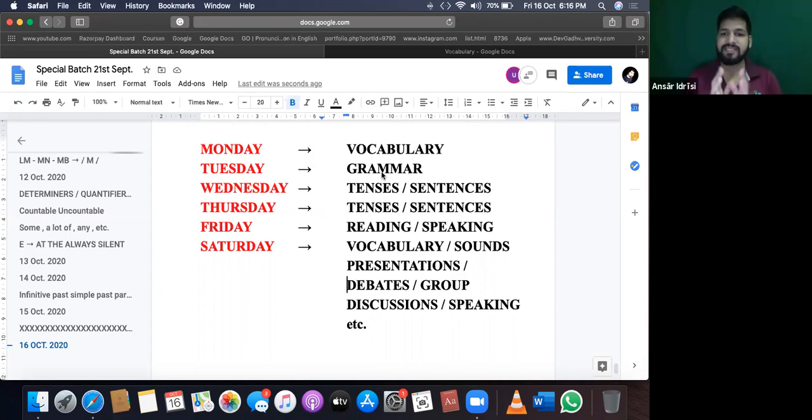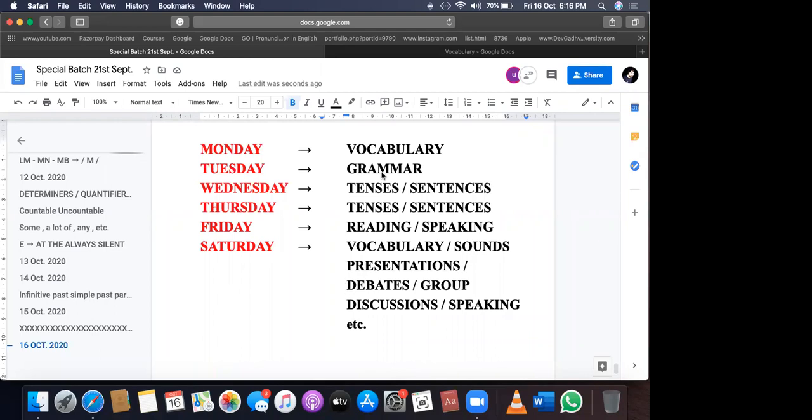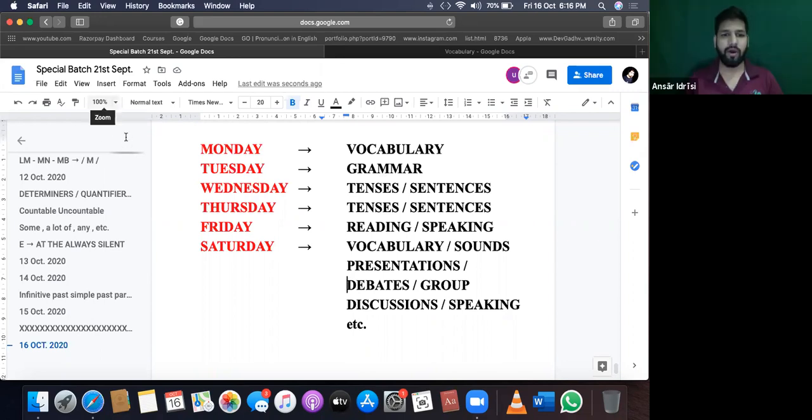Now, if you see, this is the schedule for today onwards. We are going to follow the schedule and we are going to learn English. And see the way I have made the schedule for you. On Monday, we are going to have only vocabulary. Vocabulary means what? Word power. Right now we don't know how to speak English, na? So that's called vocabulary. So vocabulary in English we are going to see on Monday.